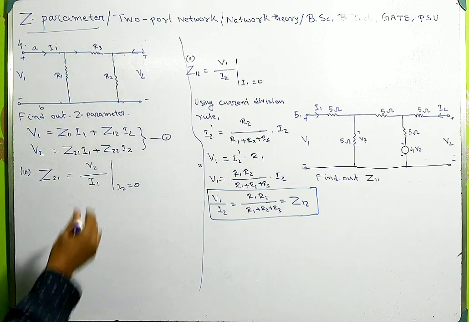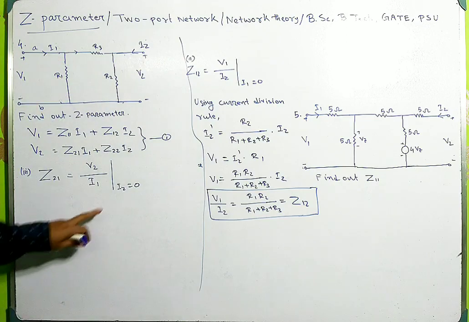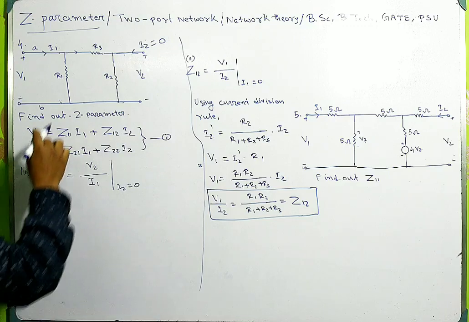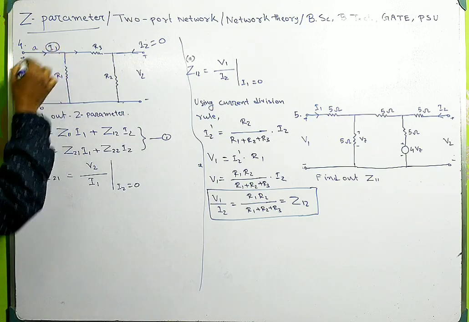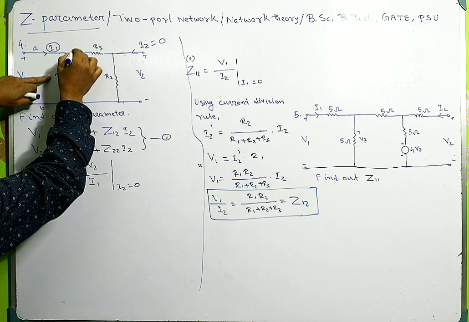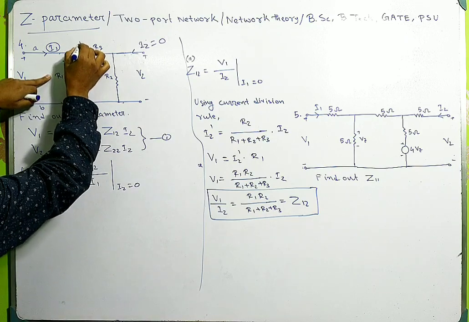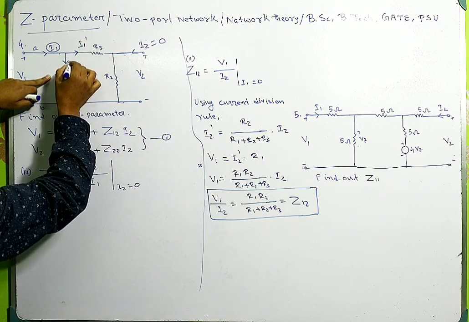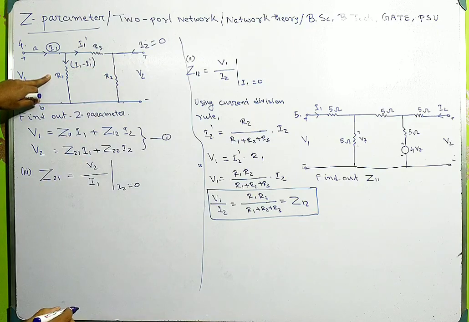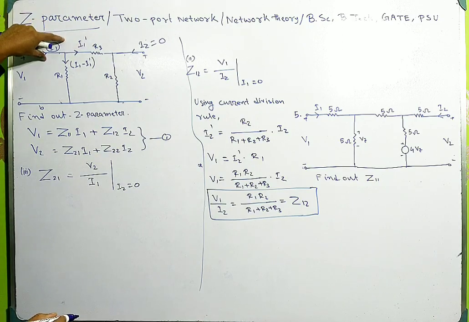Now what happened? This is I2 and this is I1. In this case I2 is 0, so only the current I1 is present in this circuit. So this I1 will pass through this branch and through this branch. If I take this as I1 dash, then the other will be I1 minus I1 dash. So we can calculate this I1 dash using the current division rule.